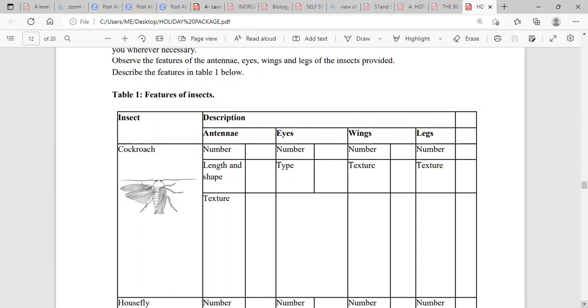You have insect 1, that is the cockroach. You are able to look at the description. You look at the antennae in terms of number: how many antennae do we have? Length and shape. You look at the texture: is it smooth? Is it rough? You look at the eyes: how many are they in number? Then type: are they simple or compound eyes?